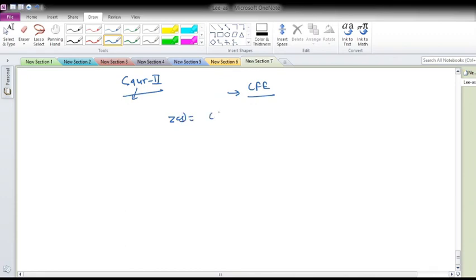Suppose Z of s is (s square plus 1)(s square plus 3) divided by s into (s square plus 2). If you solve it, it will be s raised to 4 plus 4s square plus 3, divided by s cube plus 2s.